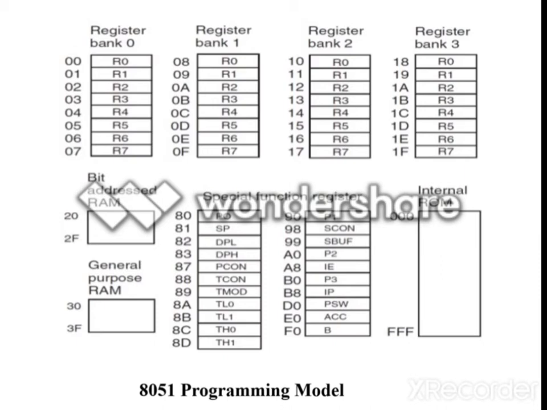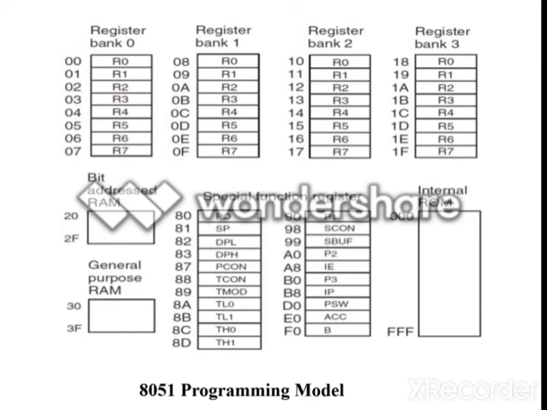Out of the 128 bytes, it contains 4 register banks. See here, this is register bank 0, register bank 1, 2 and 3. So starting from 00 to 1F, this memory is used for 4 register banks, and each register bank contains 8 registers. That's why 00 is R0, 01 is R1, 02 is R2, 03 is R3, like that.